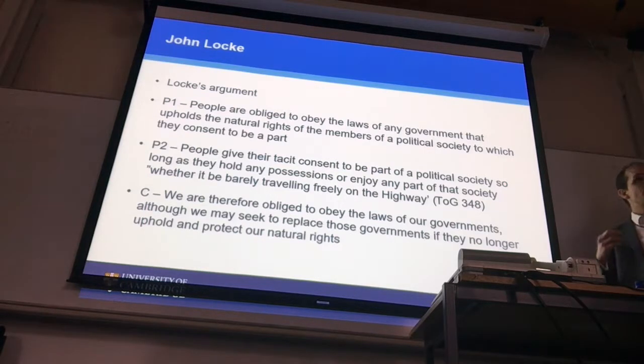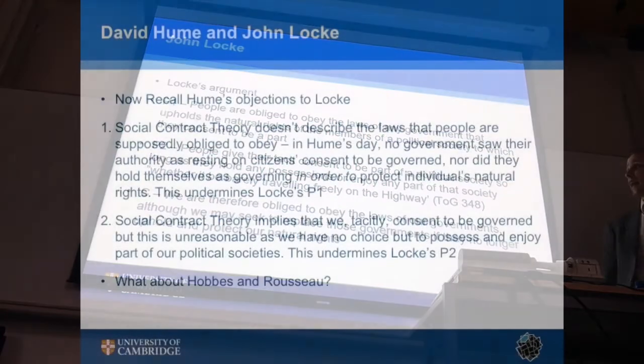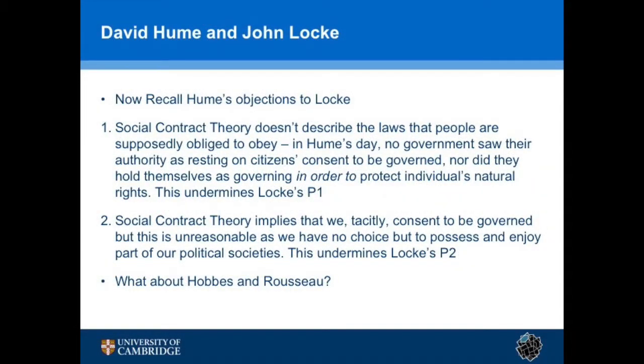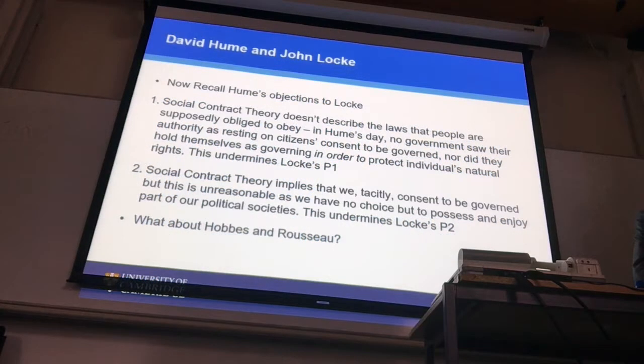But this argument seems valid. It does seem that if you accept Locke's premises, P1 and P2, you really have to accept his conclusion that you are obliged to obey the law. So that's good. But now we return to Hume's objections. And I think we can see much more clearly why these objections work, how they work, and why they're good philosophical objections. So Hume objects to Locke's premise P1, that we are obliged to obey the law of a political society that upholds our rights.